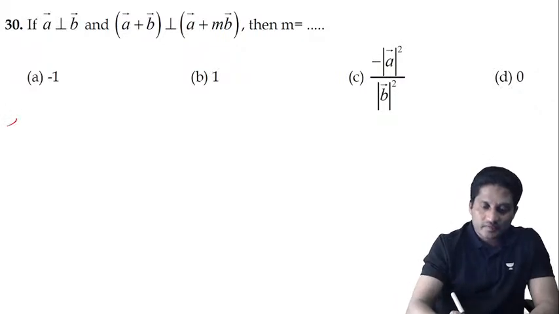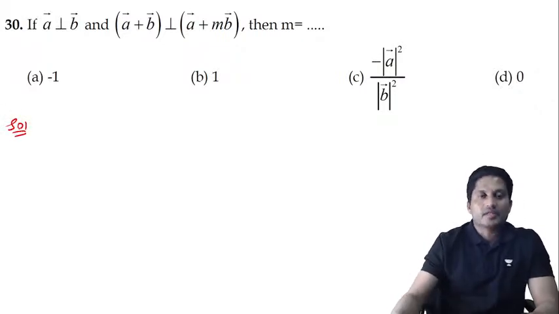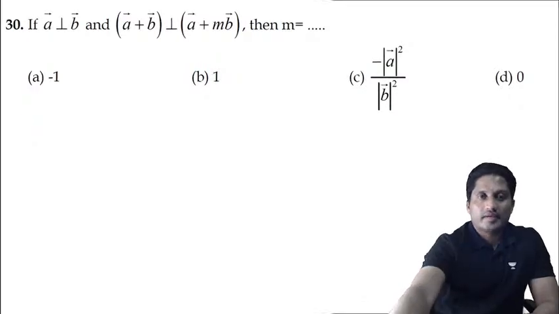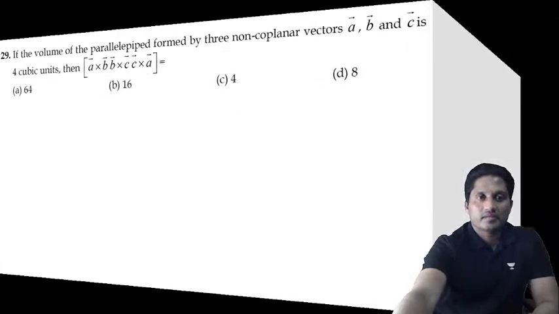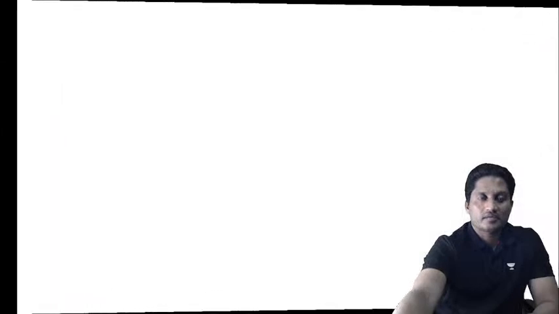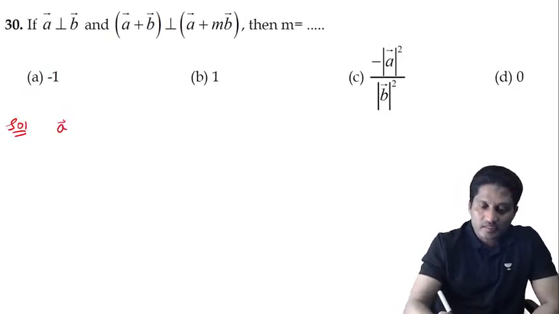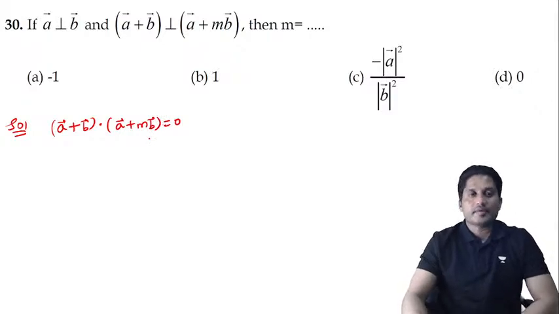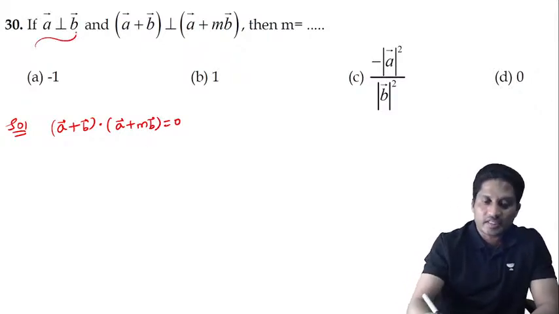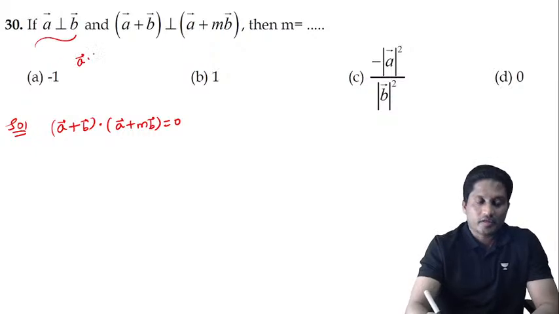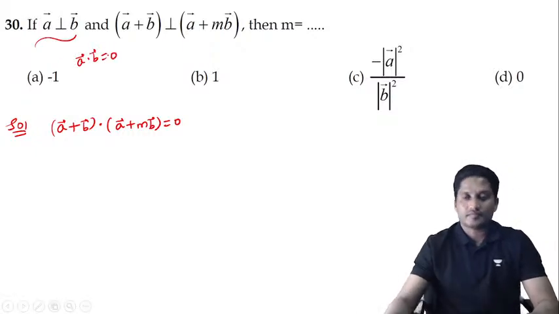Right, question number 30. A plus B is perpendicular to A plus MB. So the dot product is 0, right? That is A plus B dotted with A plus MB is equal to 0 because they are perpendicular. And it's also given in the question that A is perpendicular to B, which means A dot B should be 0.